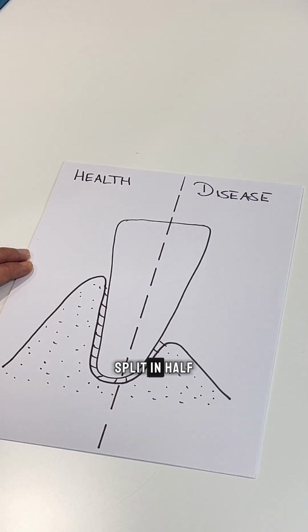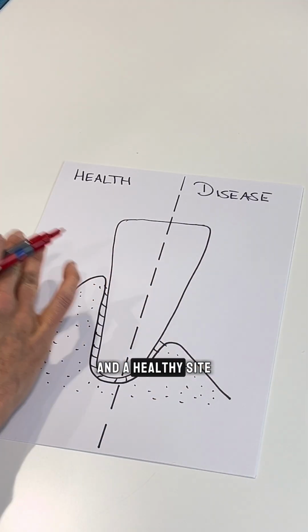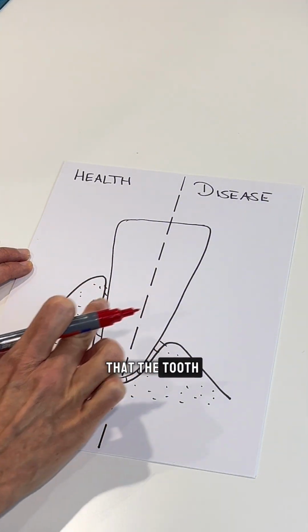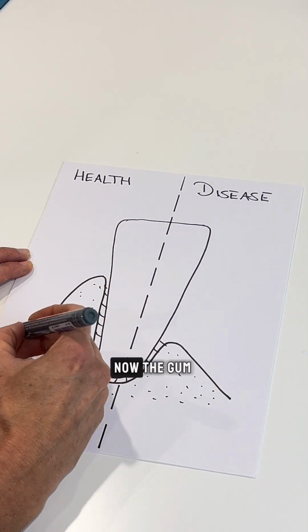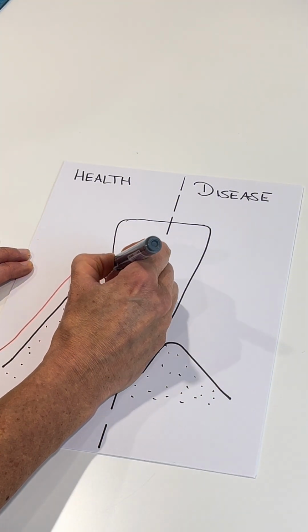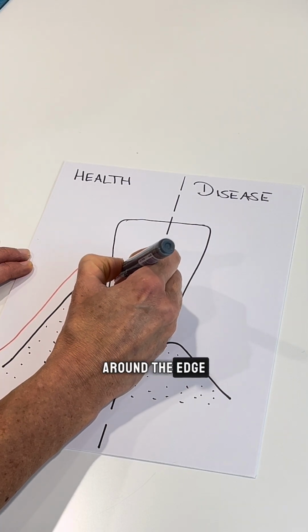Here's a tooth which I've split in half. This is a diseased site and a healthy site. You can see here that the tooth is embedded in the jaw bone. Now the gum sits on top of the jawbone and it forms a little cuff around the edge.